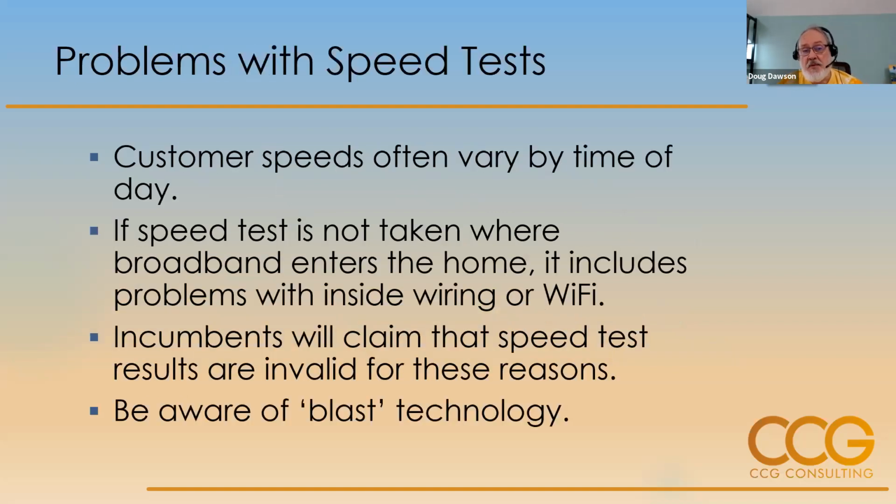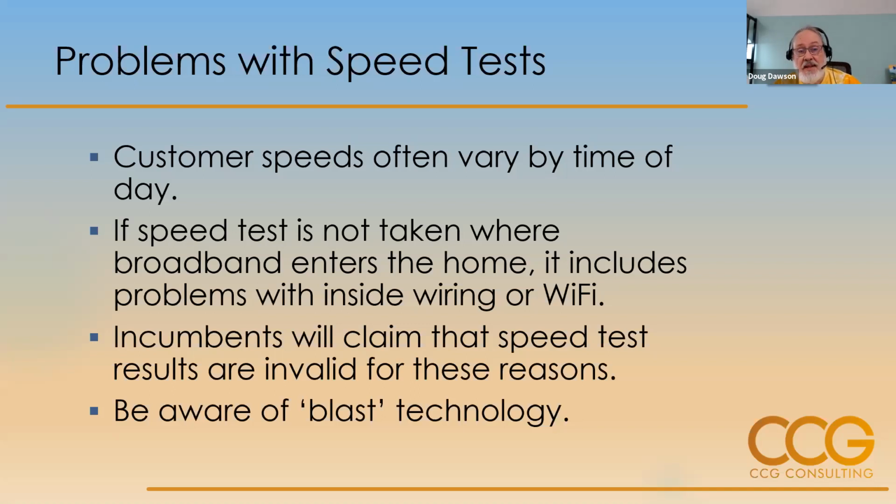There are problems with speed tests. So you can't take them as gospel because, let's face it, speeds vary by time of day. We all know that the best speeds you get at your house are at 4 o'clock in the morning when nobody in your neighborhood is using broadband, but that's not the speed you get when you actually want to use it at 7 o'clock in the evening, right? So the time of the day is going to vary the results. If the speed test isn't taken right where it comes into the home, if it's on Wi-Fi, then you're getting a different result than the actual speed delivered to the house.